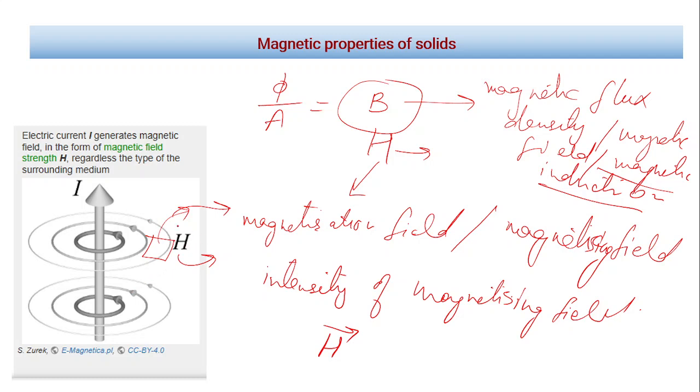So different materials respond differently to the same H, the same magnetization field, and because their response is different, the B or the magnetic induction in them is different. I could be using the same H, but depending on what kind of material I am applying that field to, the B for them will be different. That we'll see depending on what is the permeability or susceptibility of that material. The magnetic induction in those materials will be different.